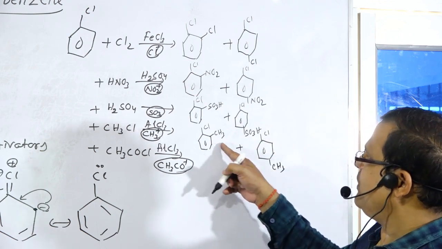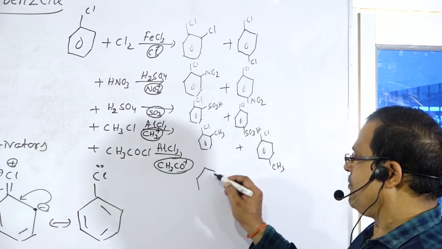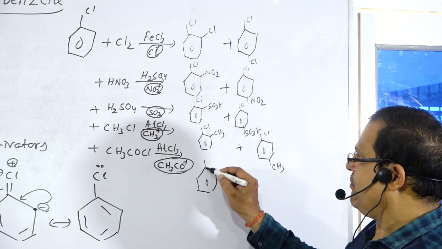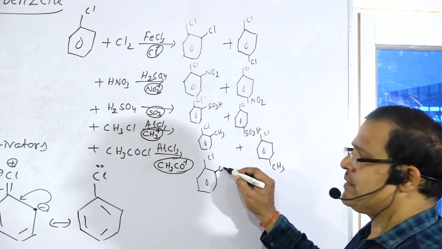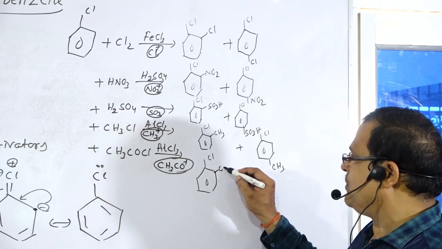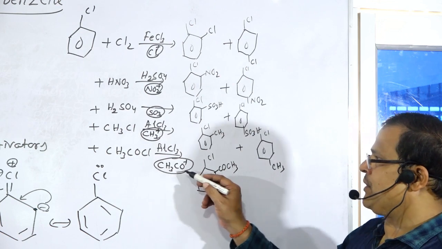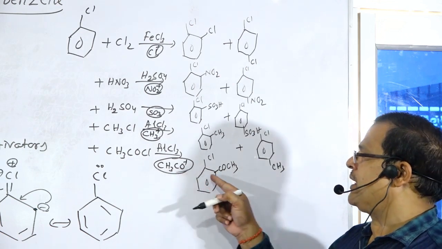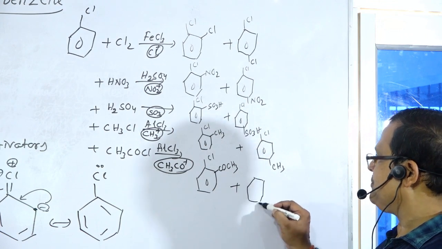The CH3 group will be directed to the ortho position and para position. The acyl group CO, CH3, that is Friedel-Crafts acylation, where CH3CO plus is the electrophile, will be directed to the ortho position or the para position.